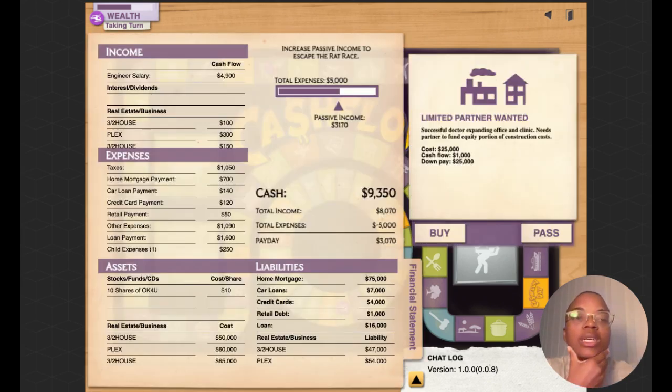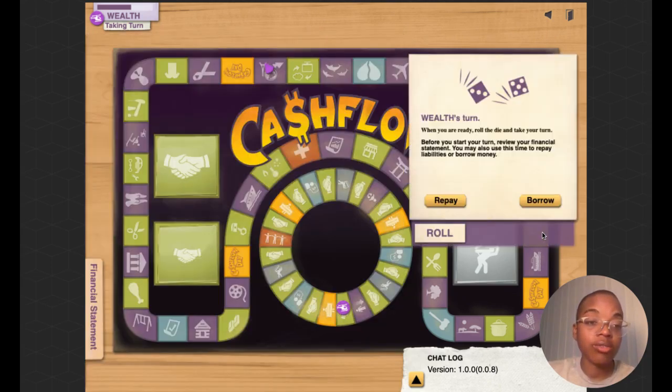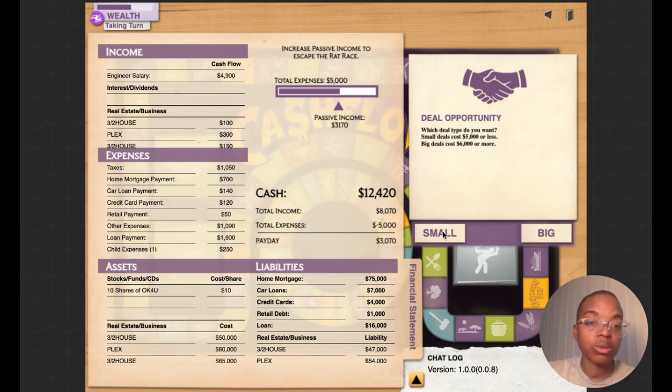Ooh, LP. Successful doctor expanding his office and clinic needs a partner to fund equity portion of construction costs. Again, I just don't have enough. I might have to look at these small deals because even though some of these big deals are 6K and over, some of these are just really big deals that I just don't have right now. So I'm gonna have to roll.